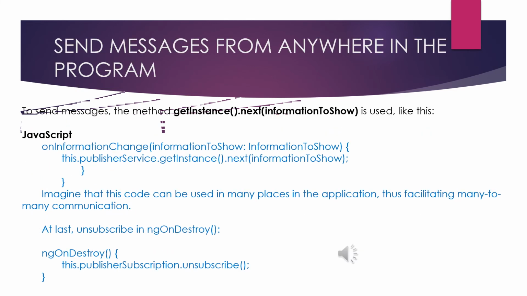When we plan to send messages from anywhere in the program, we have to use the on information change. We have to use the next method to change the information which will be published to other components, the other subscribers. For this we have to get the same instance, get instance, and use the next method. Once the subscription is over, we have to use subscription.unsubscribe, which will be called in ngOnDestroy, the last lifecycle hook. Otherwise it will lead to memory leaks if the subscription stays live.